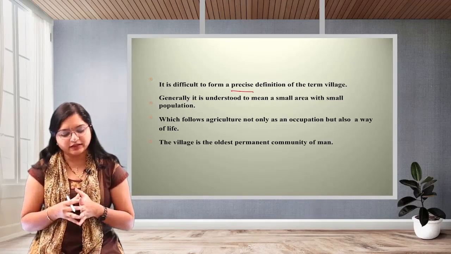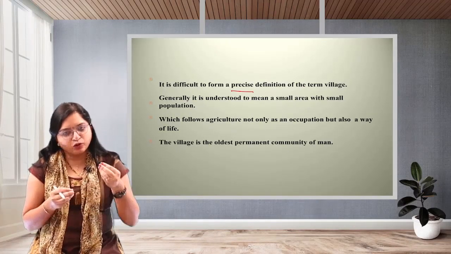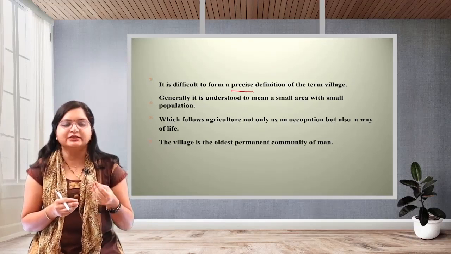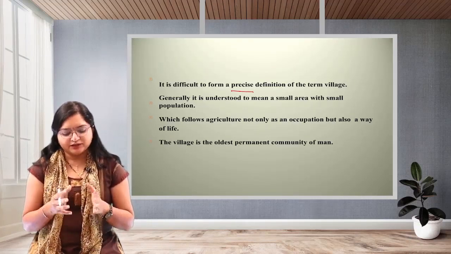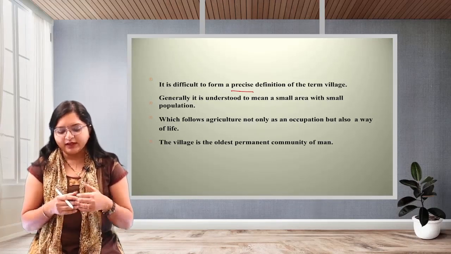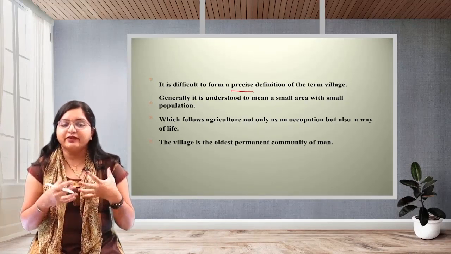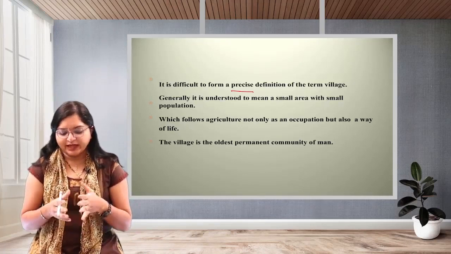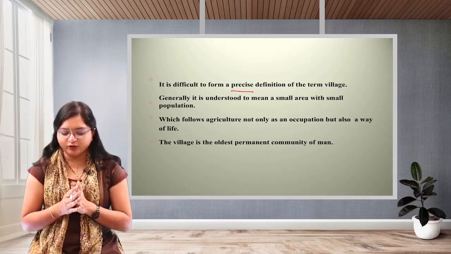But generally it is understood to mean a small area with a small population, that is a village community, which follows agriculture not only as an occupation, as we have already seen, but as a way of life for the village community, and it is the oldest permanent community of men.